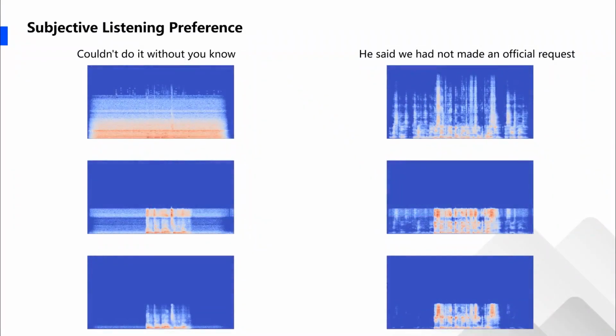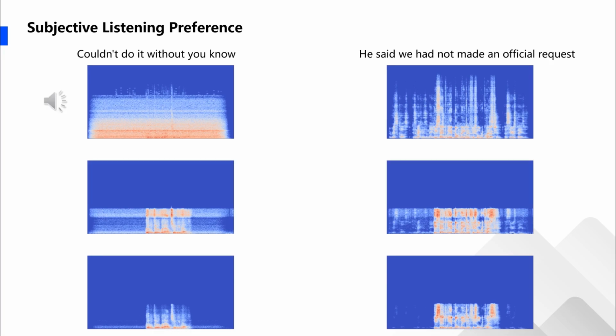To further illustrate the performance of our system on the blind test set, on the left, the target is mixed with a noise interferer. On the right, the target is mixed with a speech interferer. Let's listen to these samples.